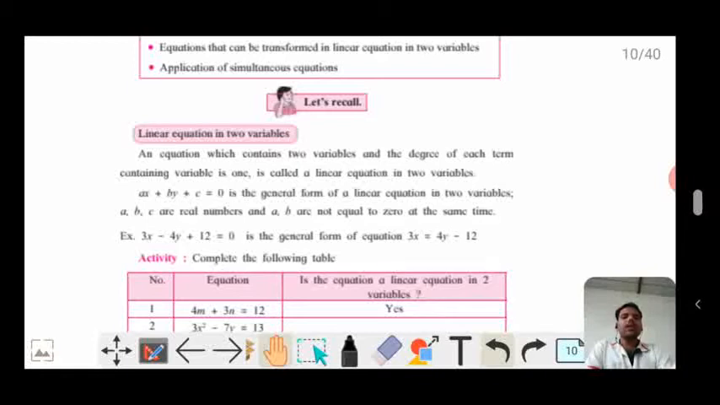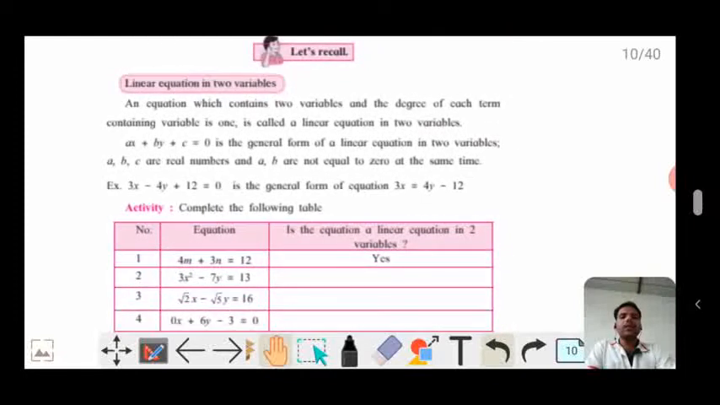They give the example here, showing how to convert any equation into general form. Here 3x minus 4y plus 12 is equal to 0 is the general form of the equation 3x is equal to 4y minus 12. As we discussed, the criteria to convert any linear equation to the general form is to shift all the terms to the left side of the equal sign and then write the 0 at the right hand side of the equal sign.